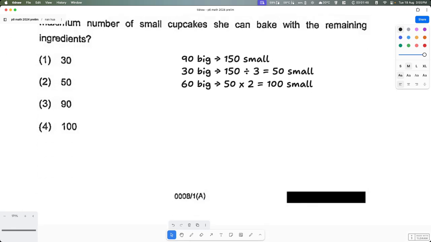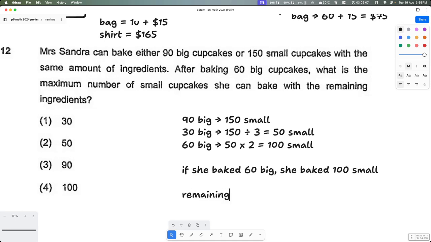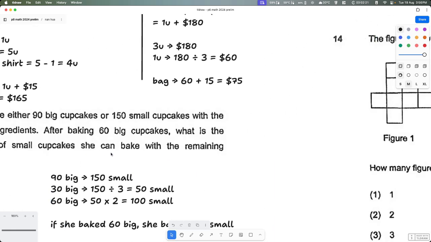Cool. So since she baked 60 big, that means she baked 100 small. So that means the remaining small is equal to 150 minus 100, equal to 50 small. There you go. So the answer is option number 2. Okay, that's it. Let's move on to the next one.